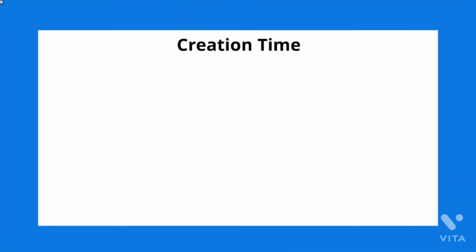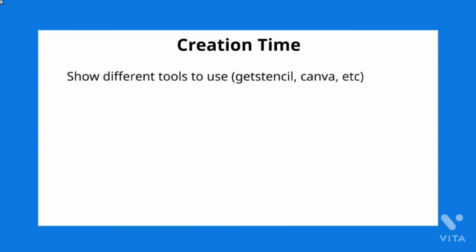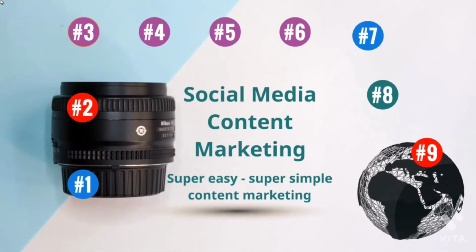And we're going to talk about creating these simple pieces of content. Now, I'm going to show you different tools that you can use to create these pieces of content. Some of them range from using a site called GetStencil, Canva, and more. I'm going to show you how to use GetStencil in just a minute.